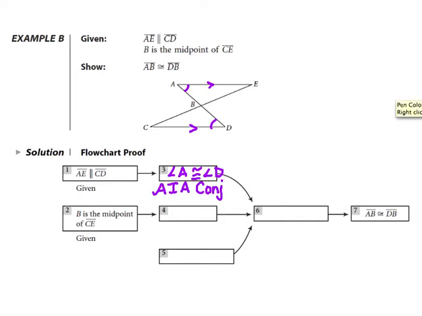I've got to start with statement 2 to get to 4 because notice how the arrows flow. So this says B is the midpoint of CE. So what does that tell me? B is the midpoint of EC, so CB and EB are the same. What's the reasoning for that? Definition of a midpoint.